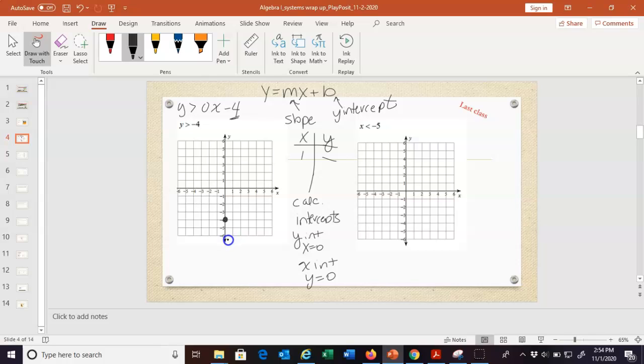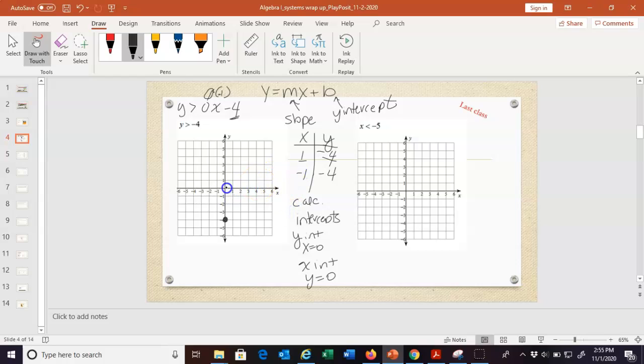This means whatever you pick for x, it'll always be -4. What if we put in a 1 for x? You get 0 times 1, that's 0, and you get -4. What if we put a -1? Well, -1 times 0 is 0, and you get -4. So no matter what you put in for x, you're always going to get -4 out for y.